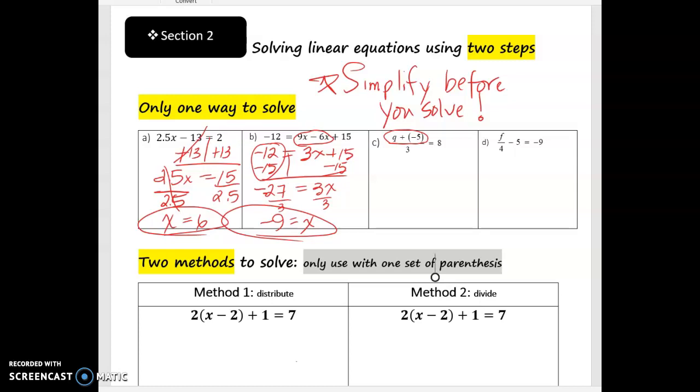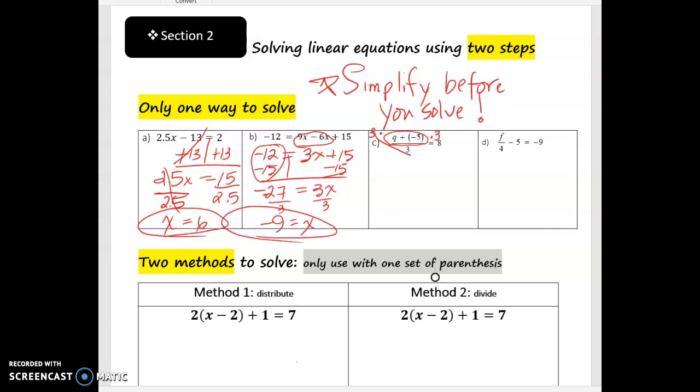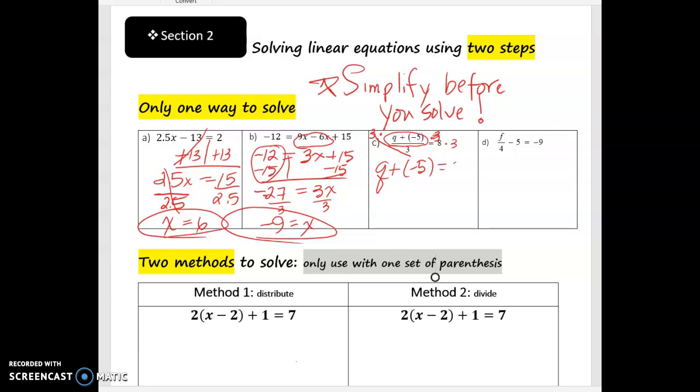So instead of subtracting first, we actually have to multiply by 3 on both sides first in order to clear this fraction. So this cancels and we end up with q plus negative 5, and over here, sorry, I wrote this wrong. We're actually multiplying the 8 times 3, which is 24.